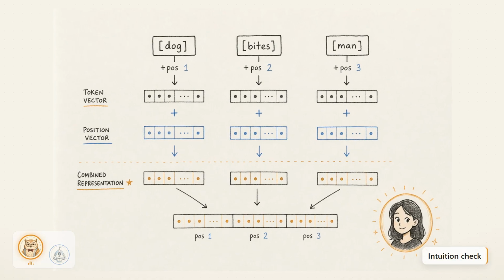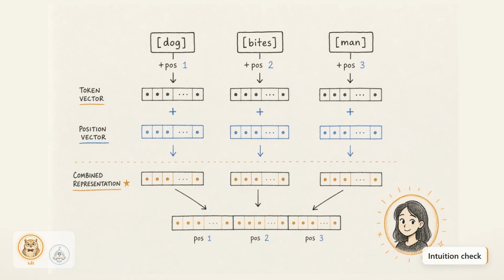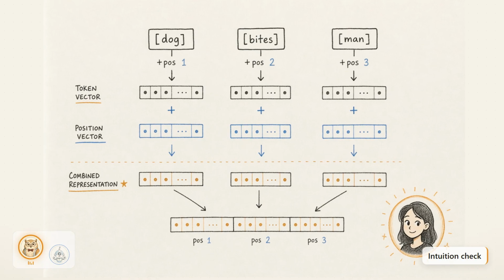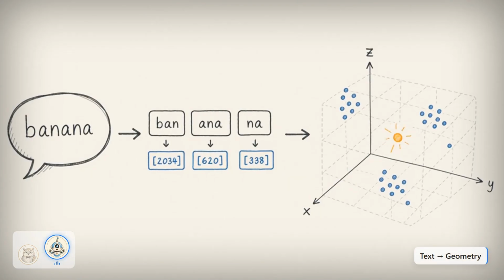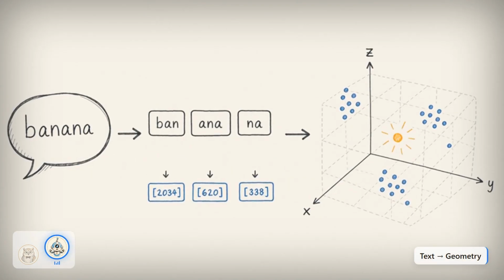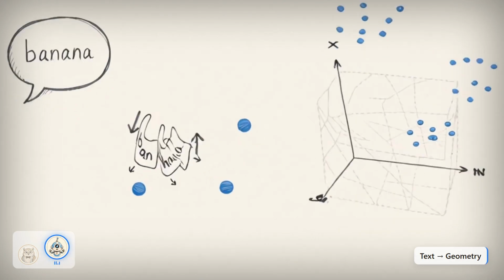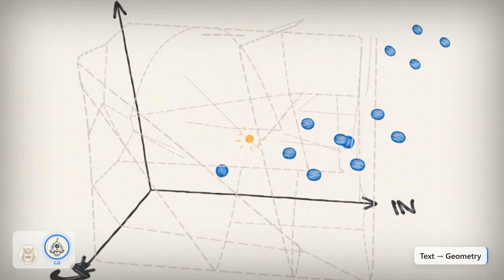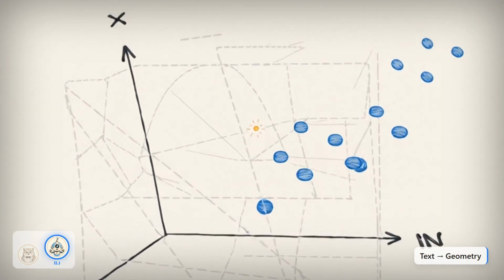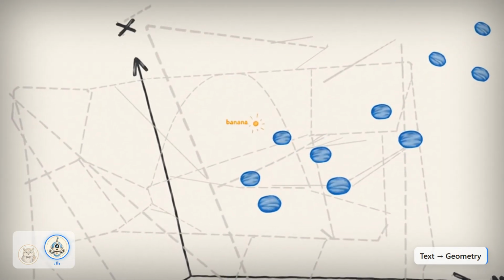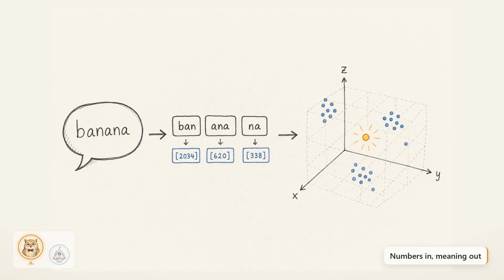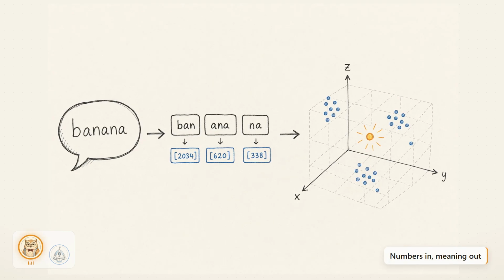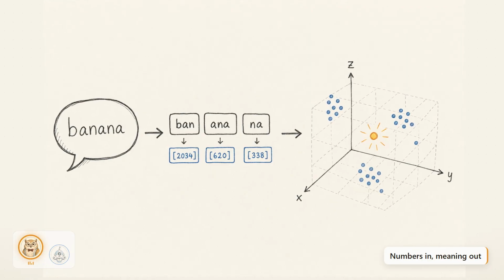Intuition check before we go. A friend asks, how does a model turn banana into something it can reason about? 2 steps go. Step 1. Tokenize. Chop the text into subword pieces, each swapped for an ID. Step 2. Embed. Look up a vector per ID, so similar meanings sit close. Text in, geometry out. Nailed it. Tokens make language countable. Embeddings make it meaningful. Numbers going in, a map of meaning falling out.